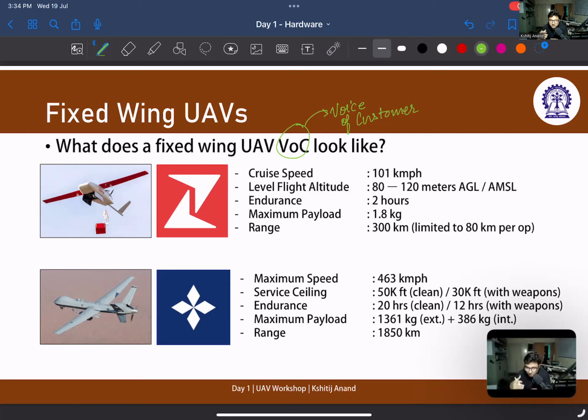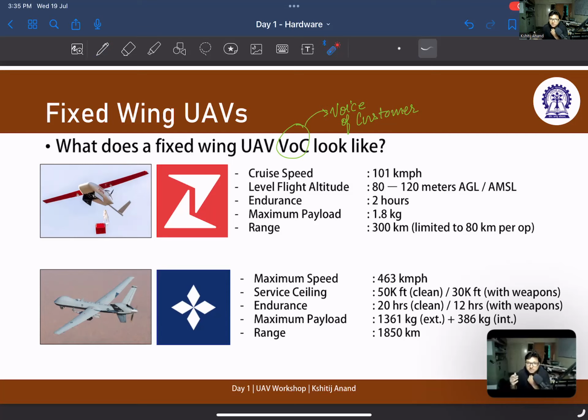So if you look at the requirements, the cruise speed of the Zipline UAV is roughly 101 kilometers per hour. The level flight altitude is 80 to 120 meters. AGL is above ground level and AMSL is above mean sea level, so it depends upon where you are flying, and the altitude can be described in that way. Its endurance is 2 hours. The maximum payload it can carry is 1.8 kilograms.